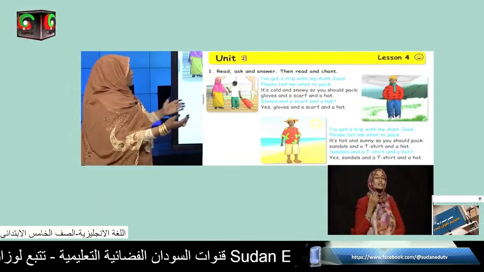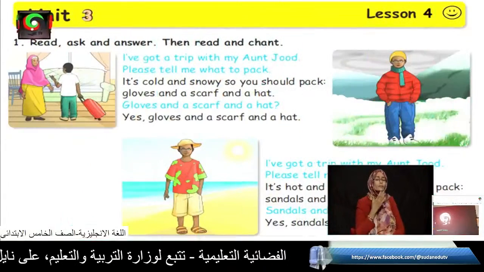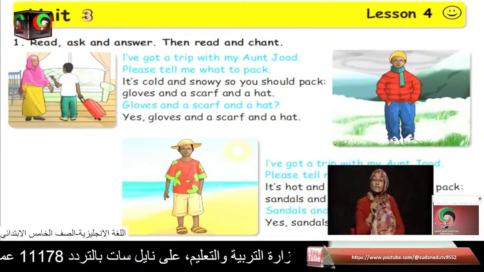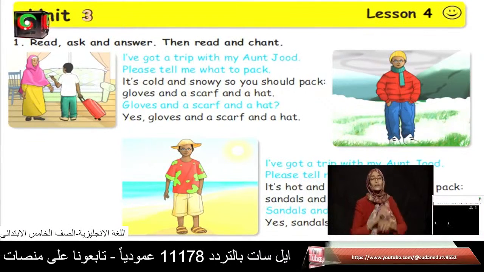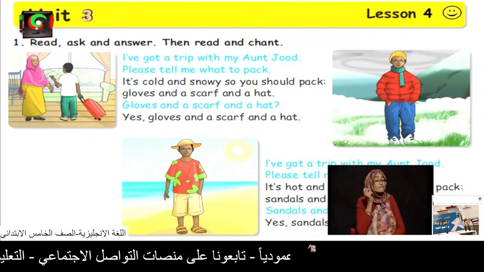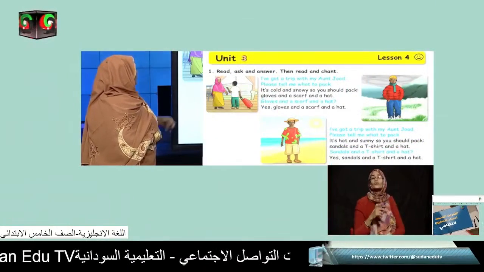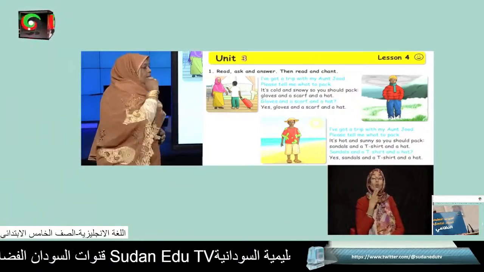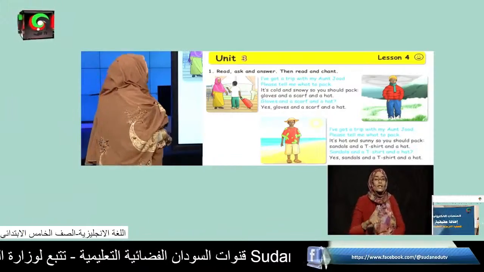Here we have this chant. Read, ask, and answer. After reading this chant, we are going to have questions about the chant, and I'd like you to answer these questions. Before reading the chant, let's see these pictures. In picture 1 here, we can see a woman and a boy, and he is carrying a bag. That means he's going to have a trip.